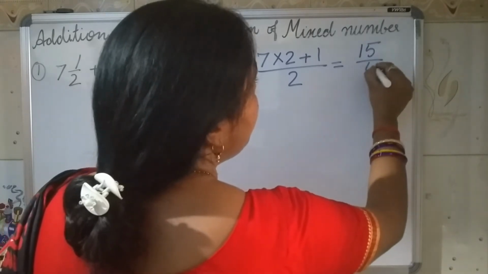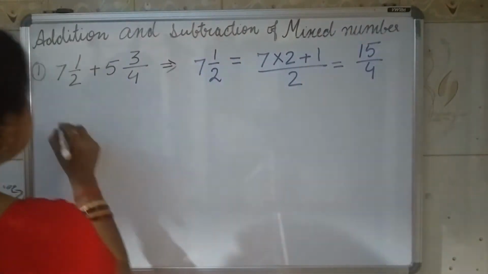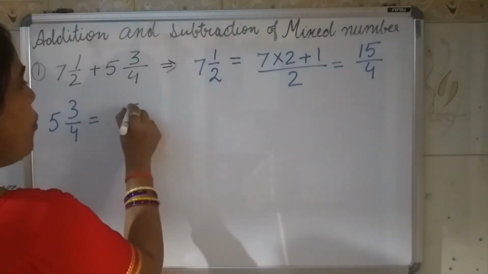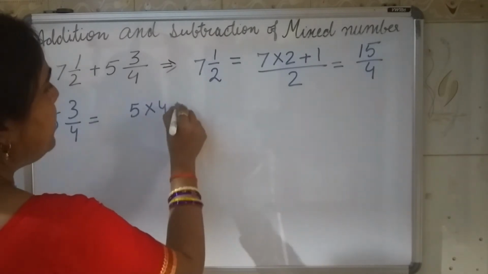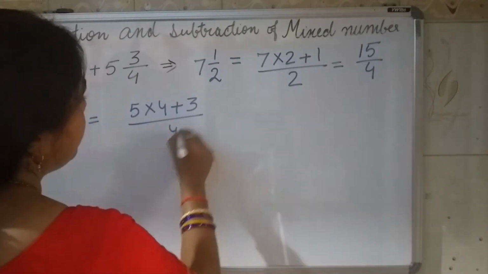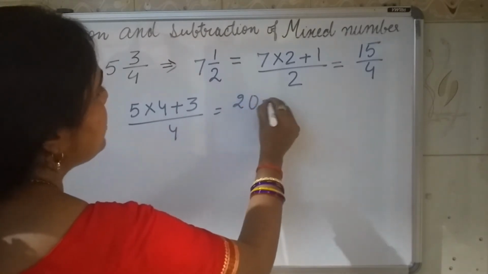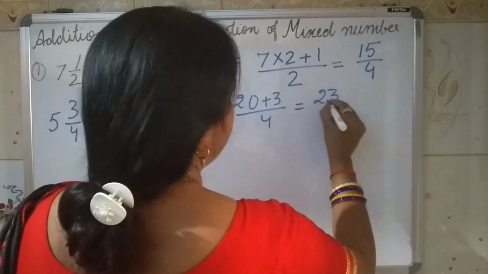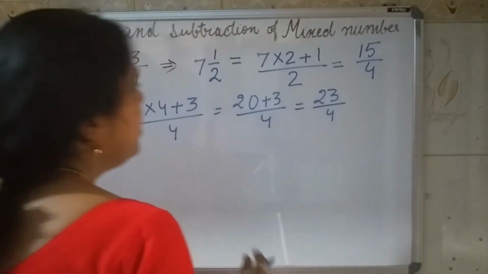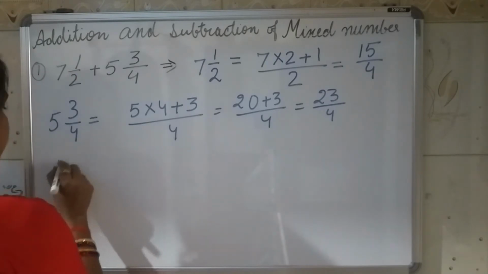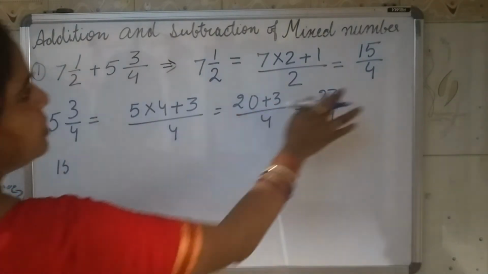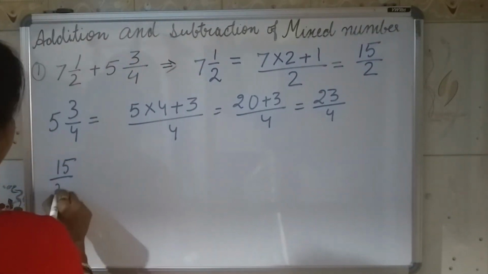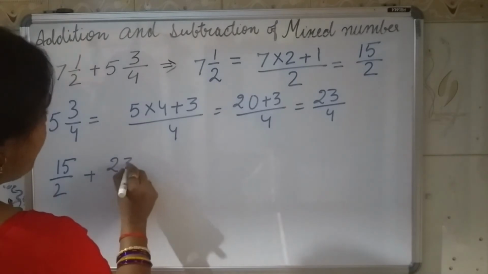15 upon 4. Okay. Now next is 5 whole 3 by 4. Same thing. The whole number multiplied by denominator plus numerator upon denominator. 5 4s are 20 plus 3 upon 4. This is 23 upon 4. Okay. Now we have the fractions. 15 upon, sorry, this is not 4, this is 2. 15 upon 2 plus 23 upon 4.